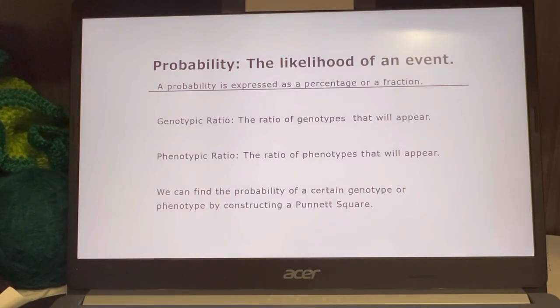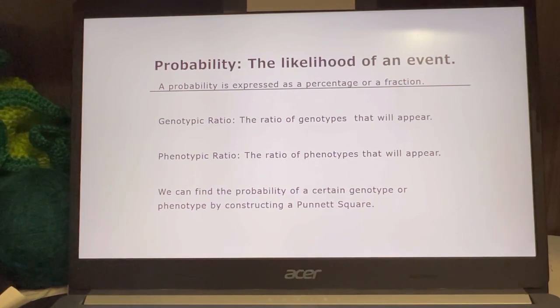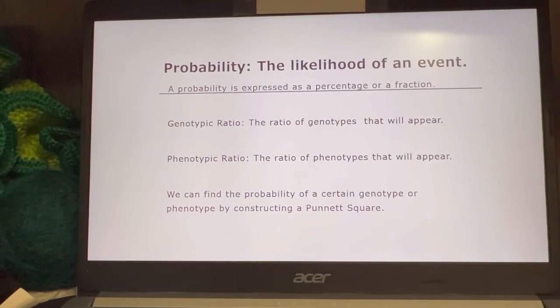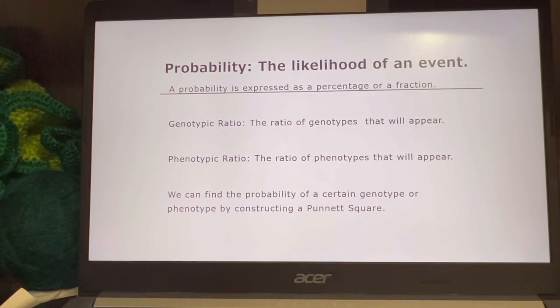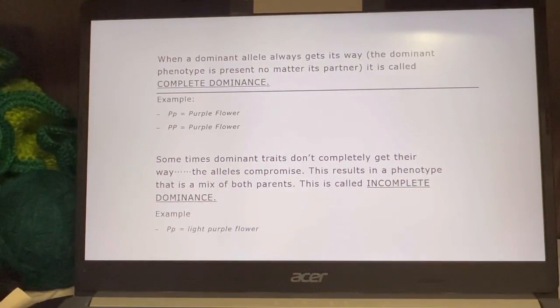Okay? So probability is the likelihood of an event. Probability is expressed as a percentage or a fraction. The genotype ratio is the ratio of genes that will appear. Phenotype ratio, the ratio of phenotypes that will appear. We can find the probability of a certain genotype or phenotype by constructing a Punnett square.